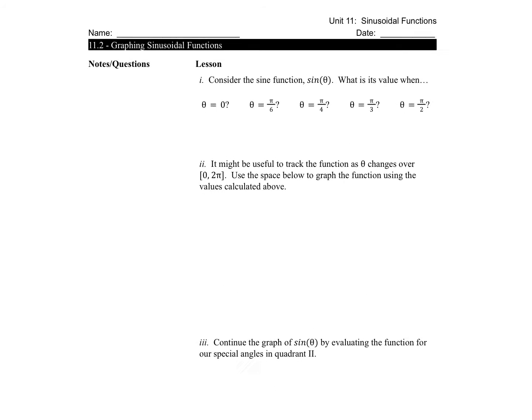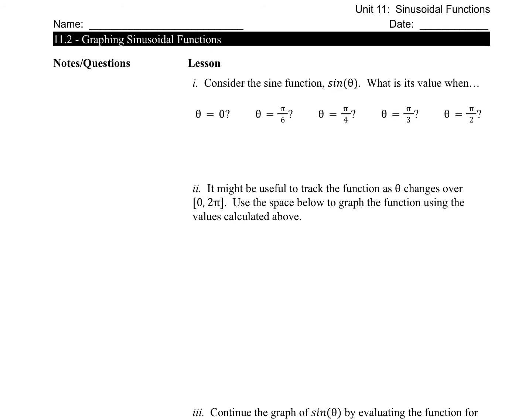As it says at the top of our notes, what we're going to be doing here in the final lesson is graphing sinusoidal functions. A sinusoid is just any function that is a cyclical curve. So it's something that is going to be repeating over and over and over, like a sine function or a cosine function. It's a function that has cycles to it.